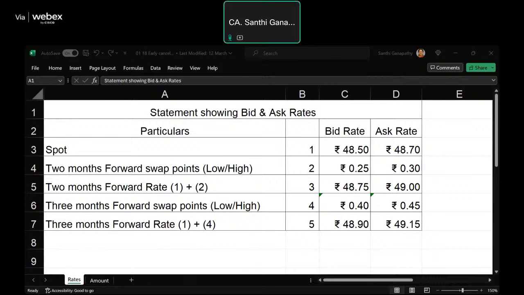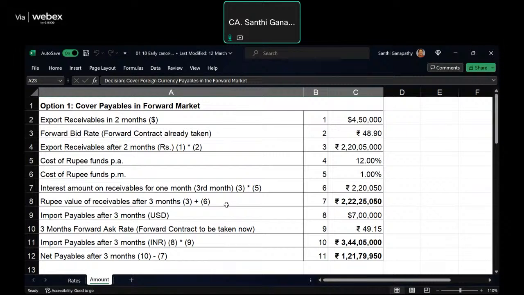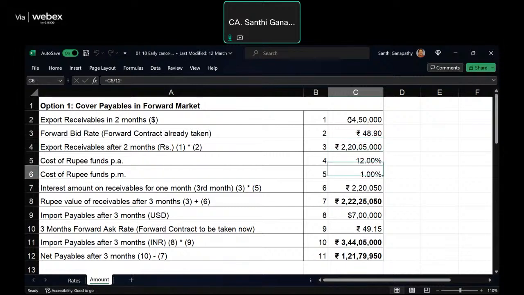What are the options given? We have been given two options to cover payables in the forward market. Then what about receivables? That we have already done. And the rate also is given. So if that is the case, what is your net payable in 3 months? Export receivable in 2 months I have, for which I have already taken a forward contract. So what will be the export receivables after 2 months? In 3 months time, I can use this to make the payment partly. So in the meantime, for 1 month, I would have deposited, how much amount will I get? In 3 months time, at the forward rate, what is my import payable? So what is my net payable?